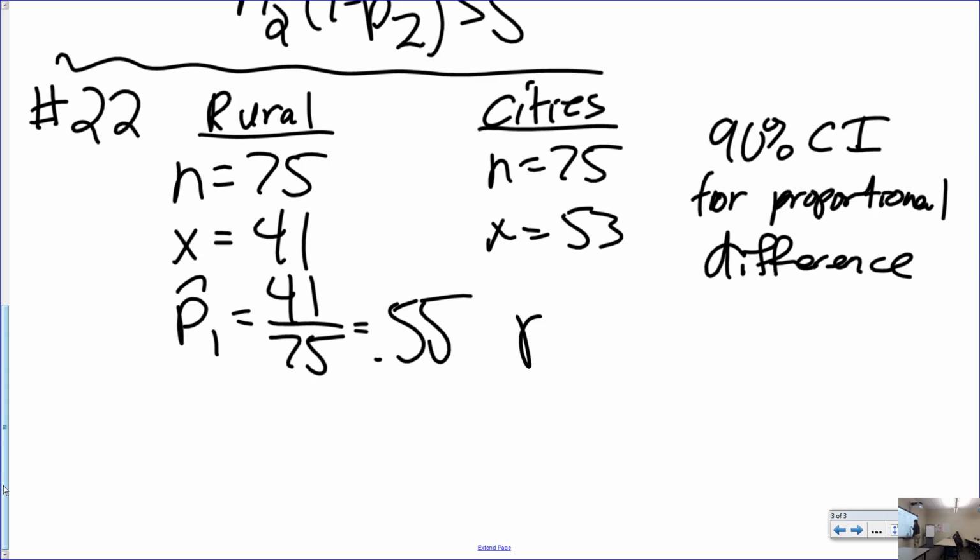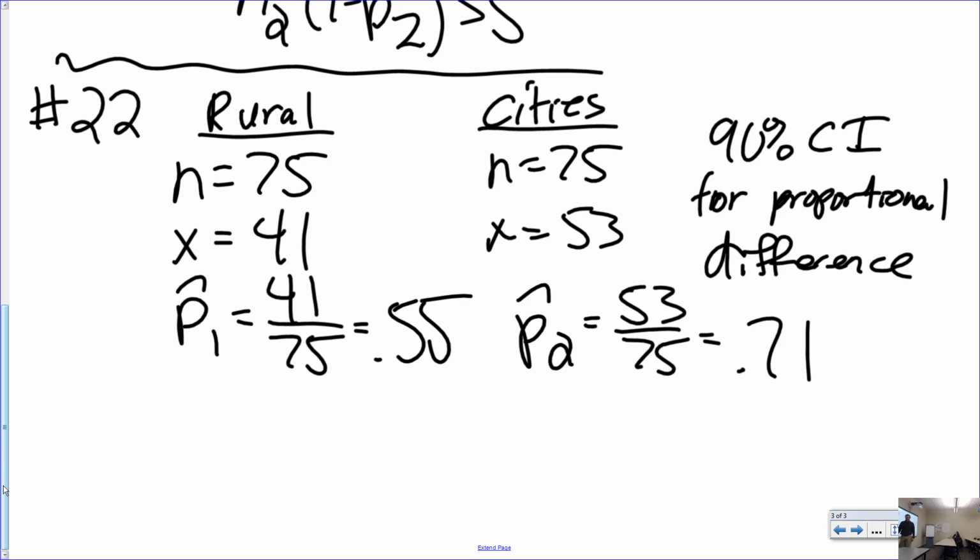0.55. And what's P hat 2? I mean, you can write it as 55%, but proportions are always decimals. So what's 53 out of 75? 0.71. In theory, 71% of people in the cities were saying they supported gun control, whereas 55% of the people in the rural areas were saying that they support gun control in this particular survey.